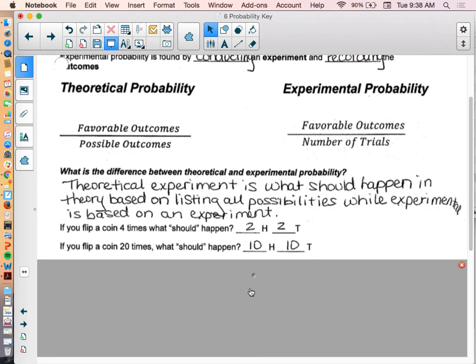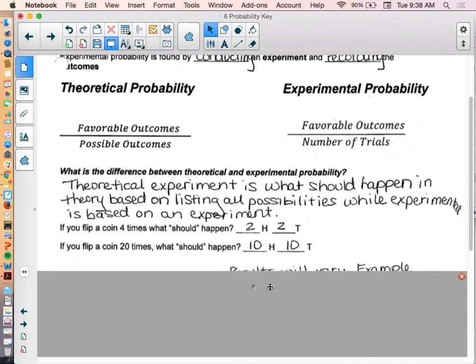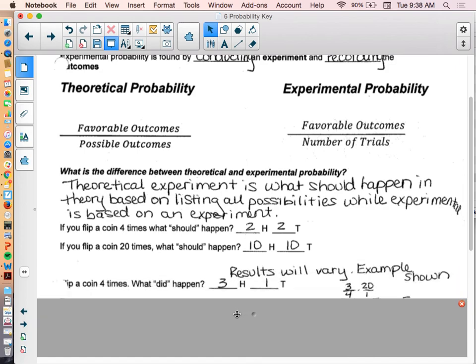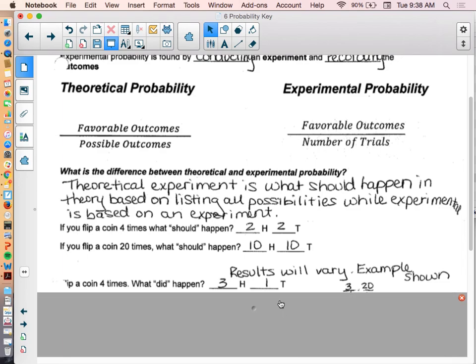But now you should actually grab a coin and flip it 4 times. If you don't have a coin at home, we can do this also in class. You could choose any kind of a tile or any toy and flip it and see what will happen. So your results will vary. Example, maybe I got 3 times I got heads and 1 time a tail. Notice that these are different from the theoretical probability. In theory, you should get them half of the time heads, half of the time tails, but in real life, what really happens might be different.